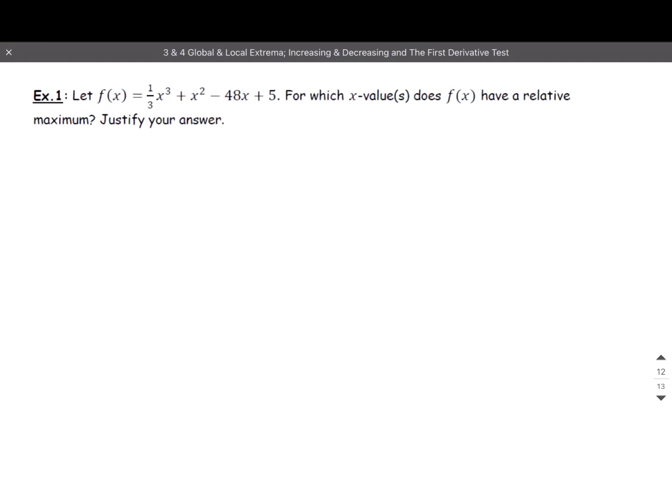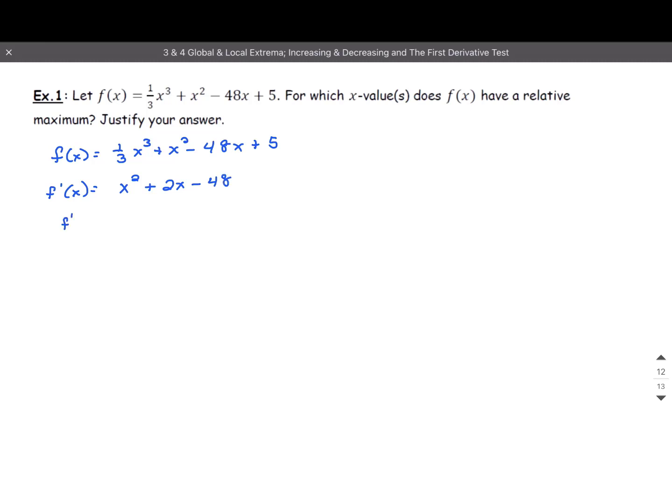Okay, so the first thing is I'm going to rewrite f of x so I can see it better: 1/3 x cubed plus x squared minus 48x plus 5. Now I'm going to find my derivative so that I can find my critical points. The derivative of 1/3 x cubed is x squared, plus the derivative of x squared is 2x, minus the derivative of 48x is 48, and the derivative of 5 is 0.